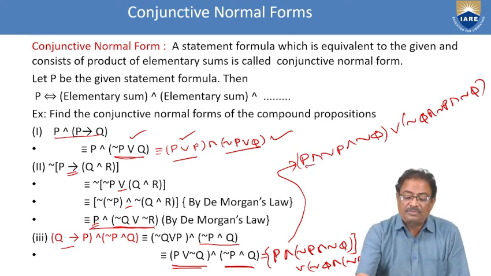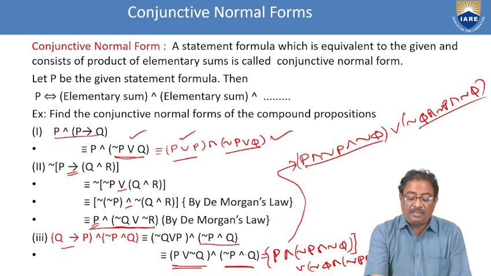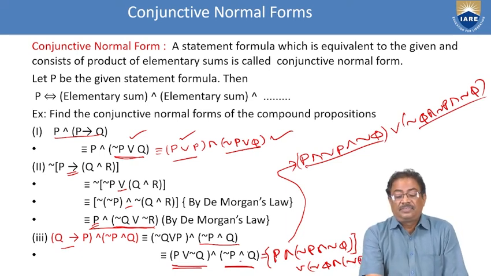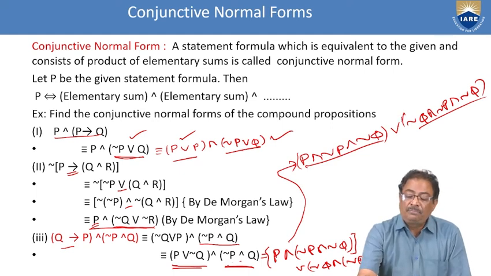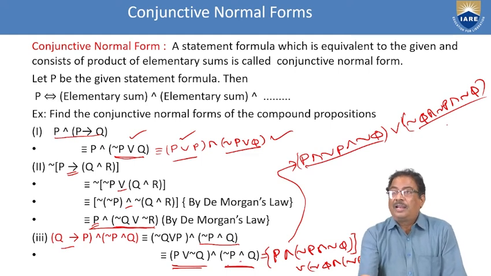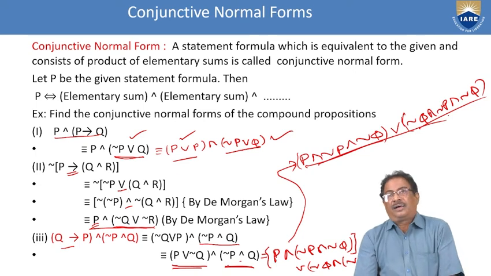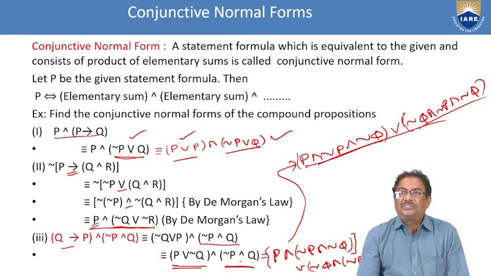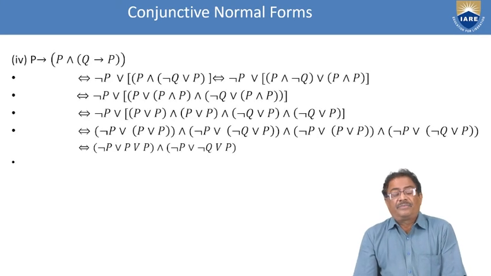See, this is the product and the sum of the products. This is not, because here AND will be there, so it is not an elementary sum. So this is going to be reduced to this form. Then this is the sum of the elementary products. So this is in conjunctive normal form. Let us concentrate on another one.